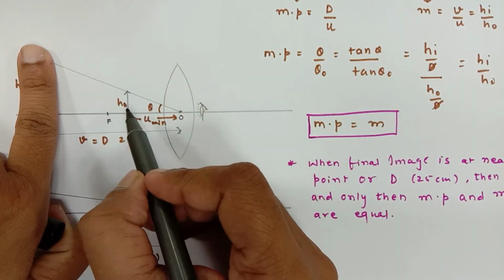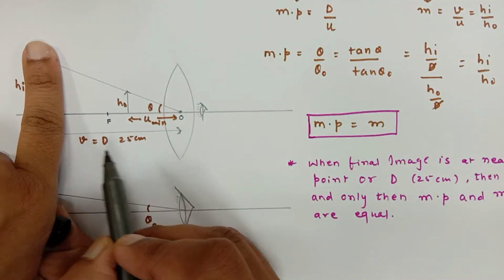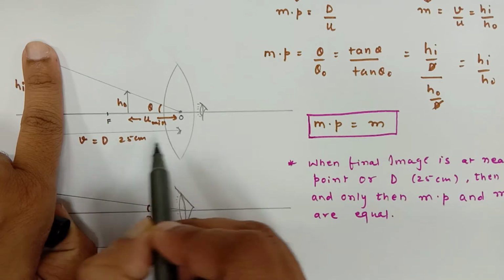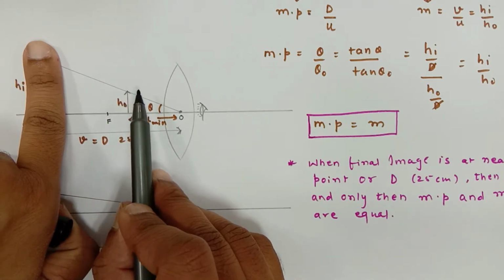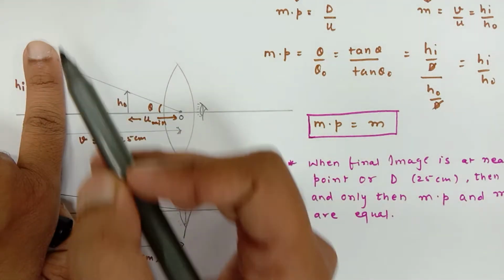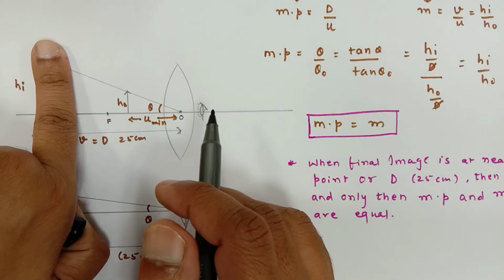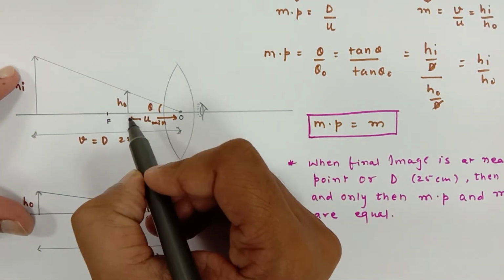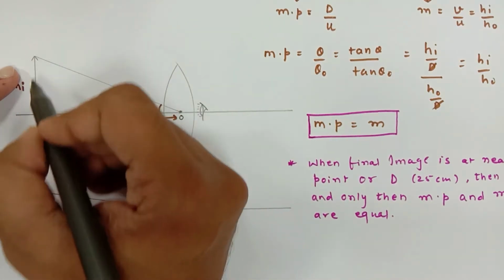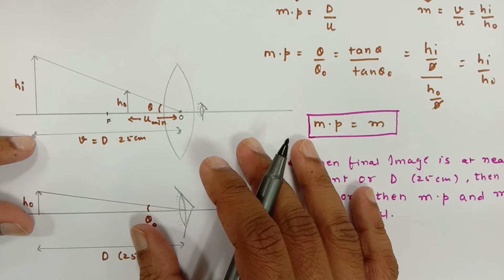If this object distance becomes u minimum, the final image distance becomes D, 25 centimeters, and if you decrease the distance even a bit more, then you won't be able to see the image clearly, because now the image distance from your eye or the lens is less than 25 centimeters. So I have mentioned that this distance is u minimum and the image is formed at the least distance of distinct vision, that is D. Right?